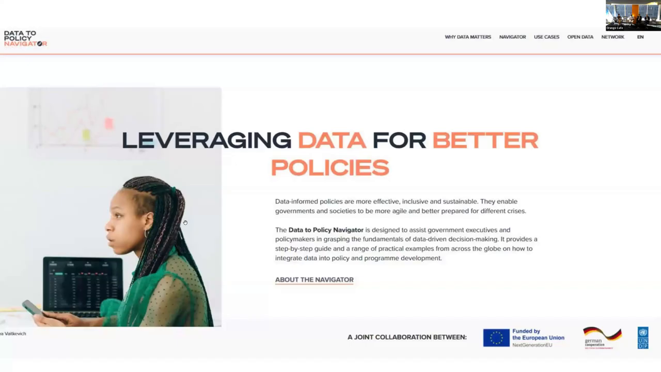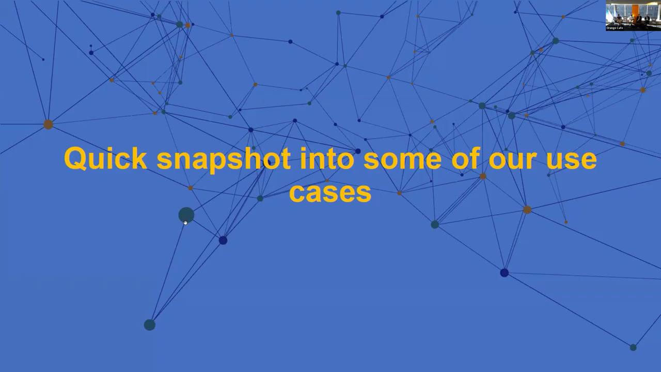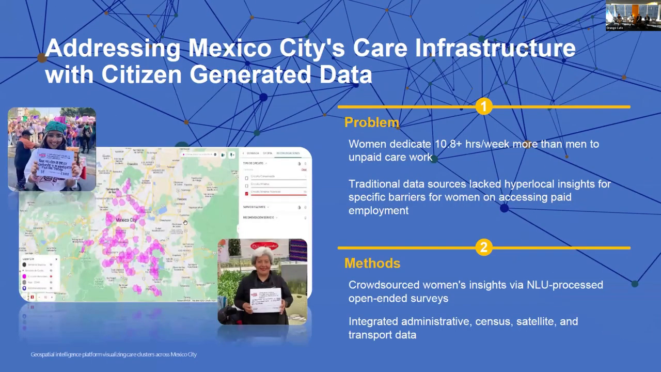Okay, this is the website. You can look it up yourself. And we have quite a large number of use cases. Also Ghana, the use case Ghana we will hear about later on. And I'll just jump into the first one just to show you how this works. This is Mexico City's care infrastructure, a very interesting use case that started with the question of how to better include women in just and fair work.